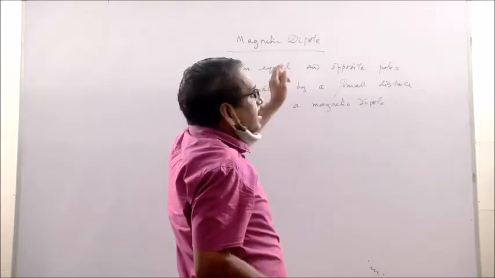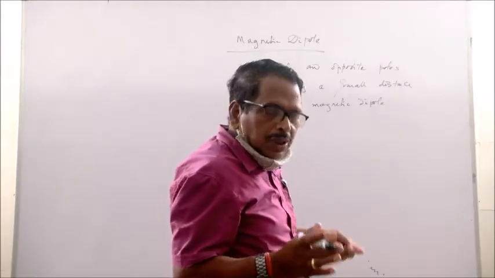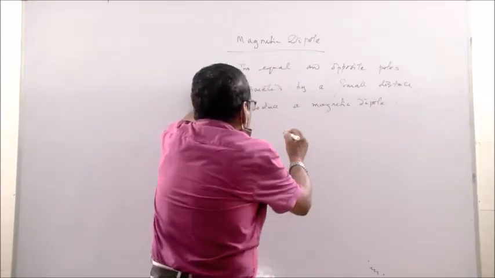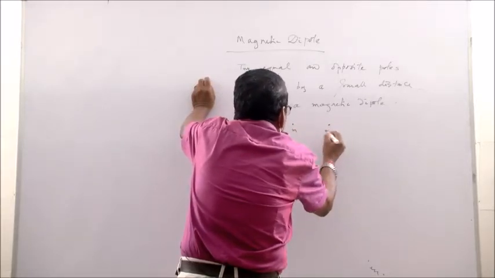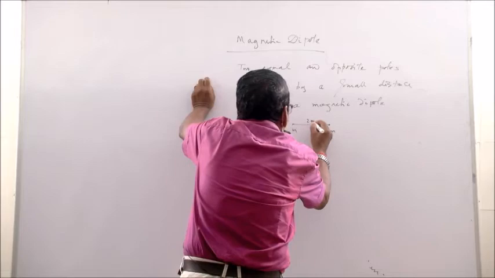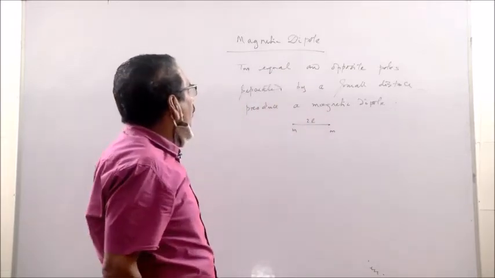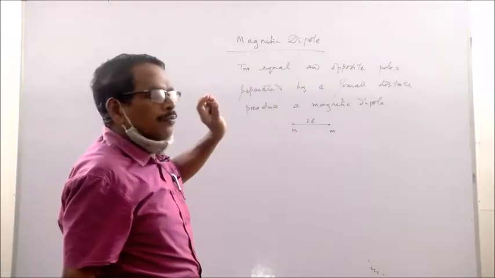So two equal means the pole strength must be the same. Opposite means one is north, the other is south. So let us consider like this: pole strength M, and the distance of separation is 2L. This is a small distance. So this is a magnetic dipole.